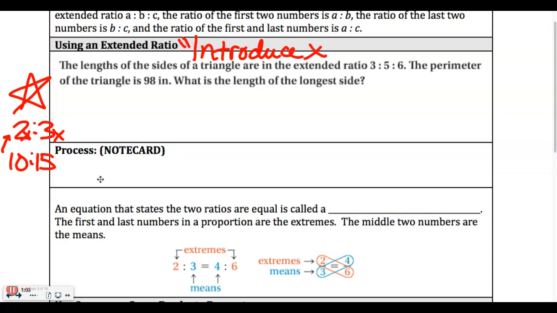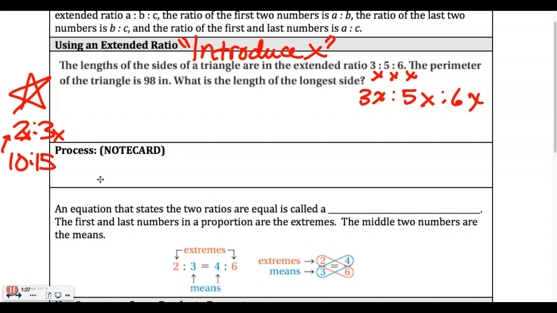So if you already have that written, great. If you didn't take the notes, this was at the very end and I had a question about it, but I forgot to hit save. So I saw some of you quit the notes before you got to this one, so that's why I want to hit it. So when I say introduce X, I mean tack an X onto each of these so that you write it as 3X to 5X to 6X.